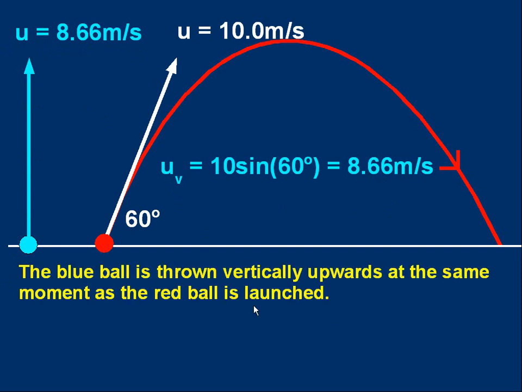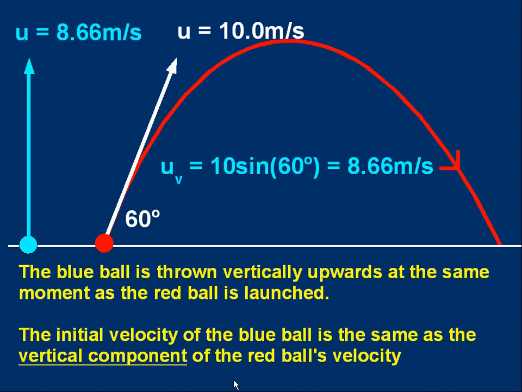Let's just summarize what we're doing. The blue ball is thrown vertically upwards at the same moment as the red ball is launched. And the initial velocity of the blue ball is the same as the vertical component of the red ball's velocity. They're both 8.66 meters per second. Very important. And let me ask you, what do you think will happen? What do you think we can say about the behaviour of the red and the blue ball? Pause and just think about that for yourself.